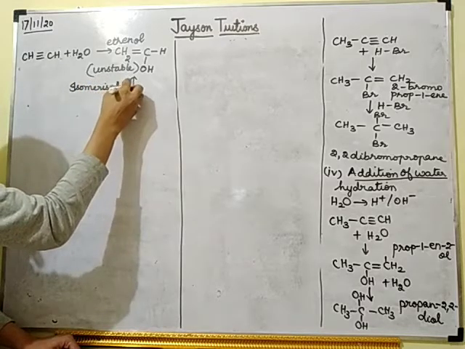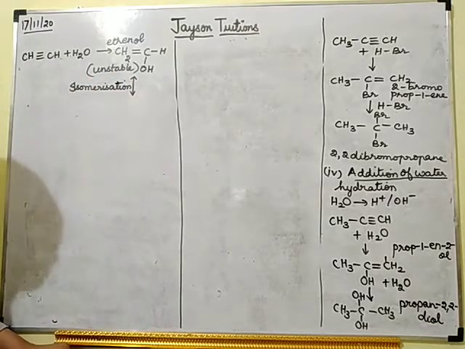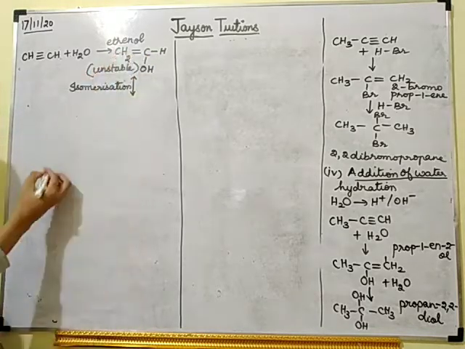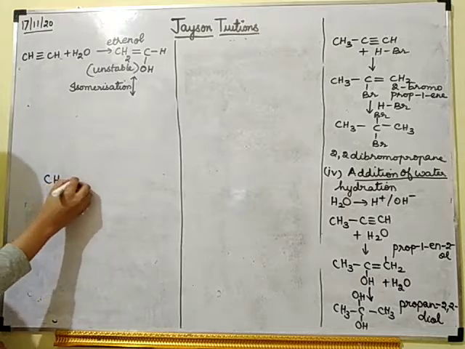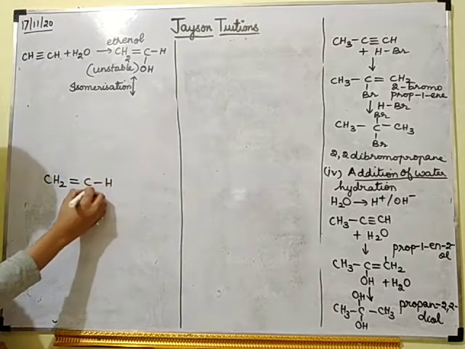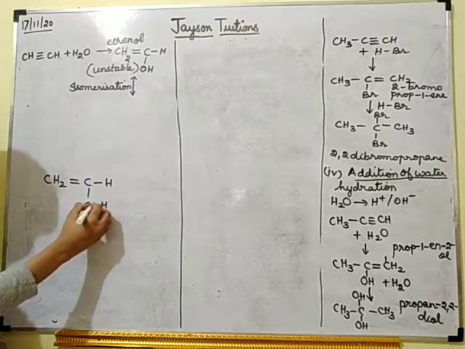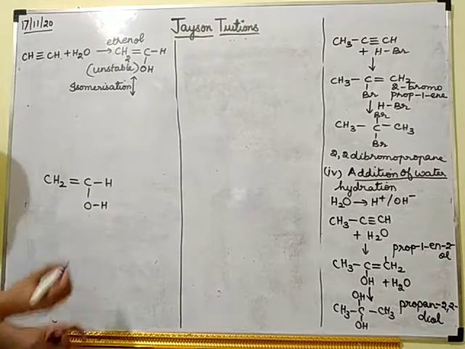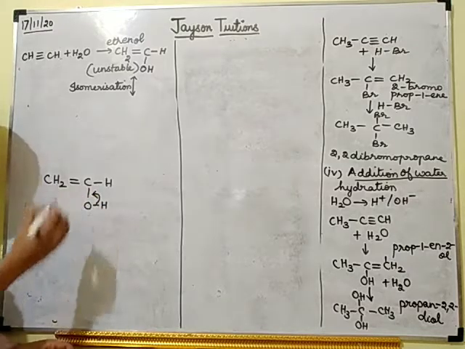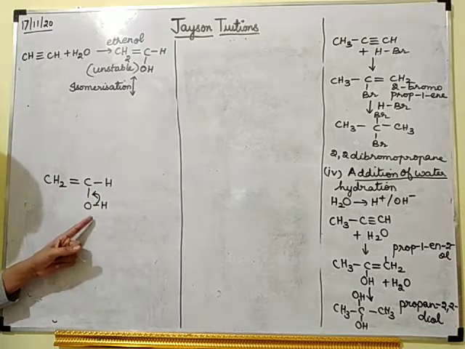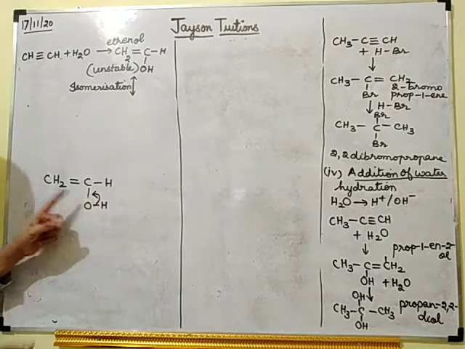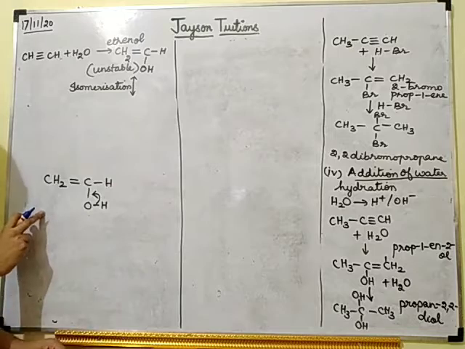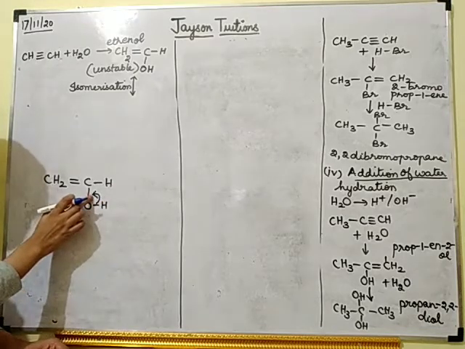It will undergo isomerization. Okay, isomerization. What will happen? So what is the ethenol structure we got here? CH2 double bond CHOH. I have got it like this. Yes or no? So what will happen is this bond will go here. Why is it undergoing isomerization? Because ethenol is very unstable. This bond will go here.